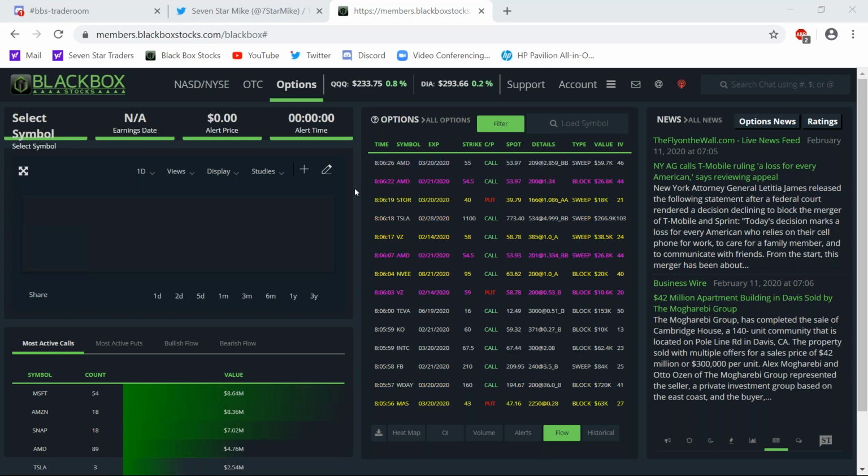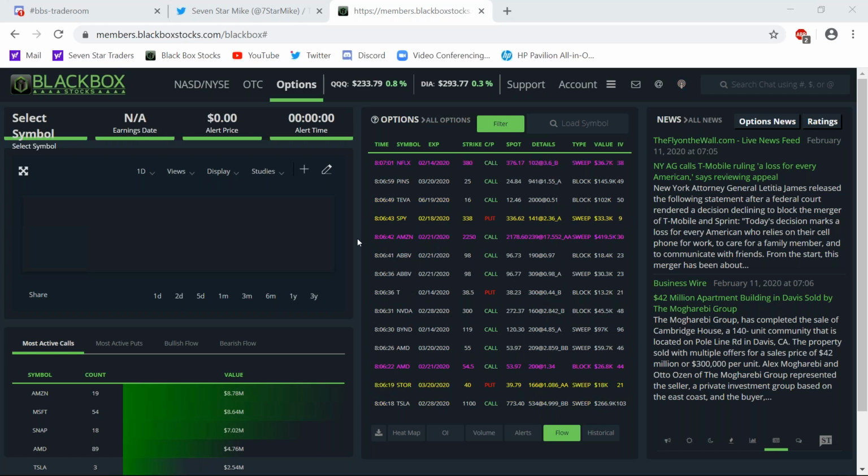Here's one of the advantages of BlackBox over the competition: we provide this in real time. So these trades that you see scanning across the screen right now are being executed as they're on the screen. You can actually go to the exchanges and get this information for free, but it will be delayed by 20 minutes. So if you get the information for free, these ABBV 98 calls that just executed, we'll see that it happened at 8:06 in the morning, but I won't see them on my screen until 8:26.